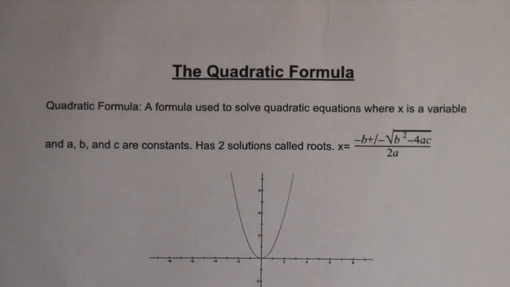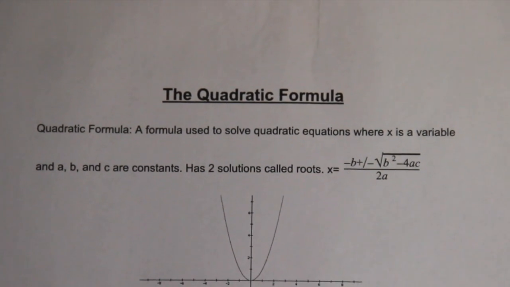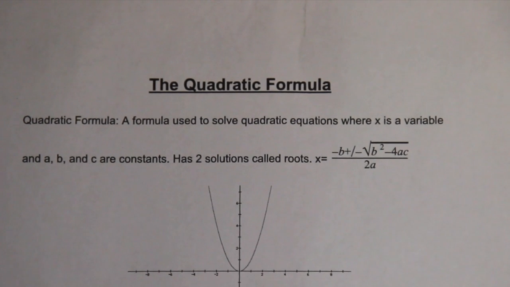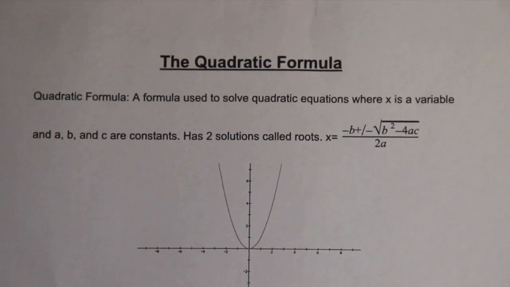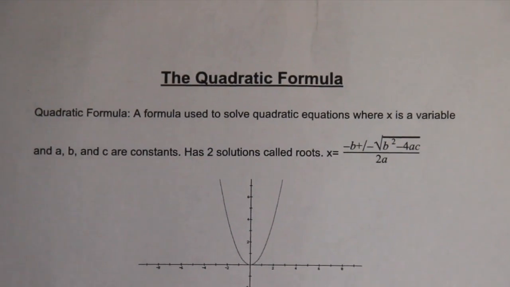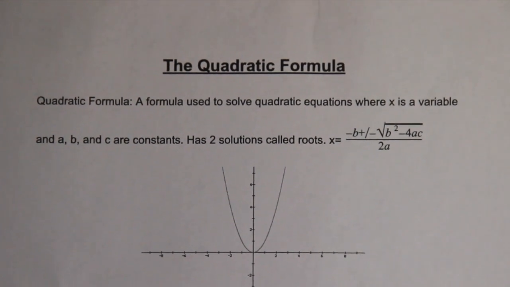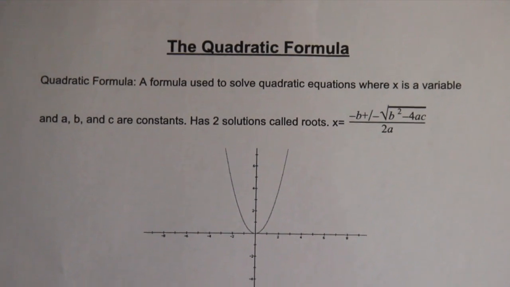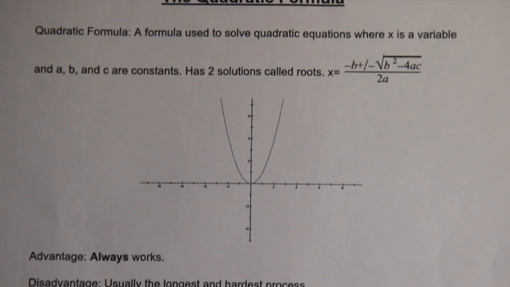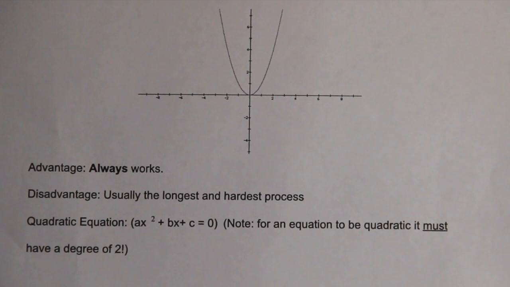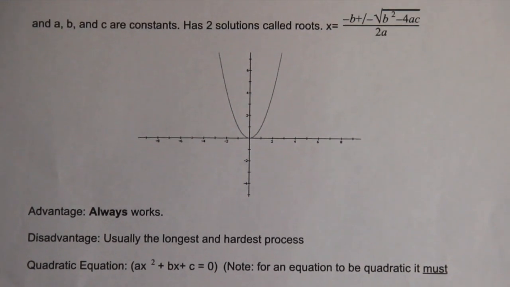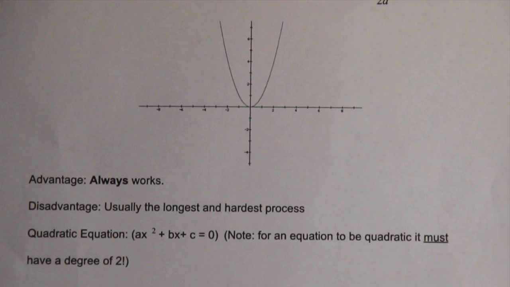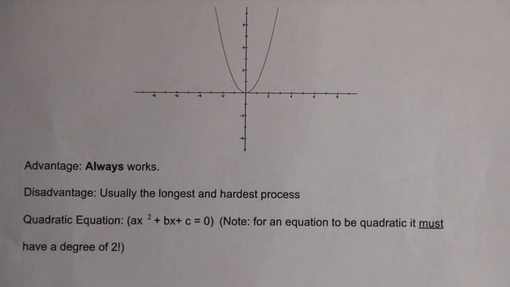The quadratic formula. It is a formula used to solve quadratic equations where x is a variable and a, b, and c are the constants. It has two solutions called roots. That is the equation. The advantage is that it always works, but the disadvantages are that it is usually the longest and the hardest process.